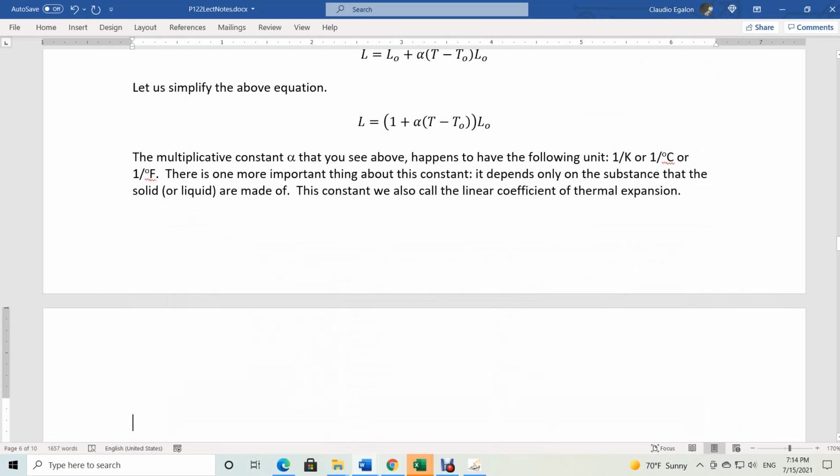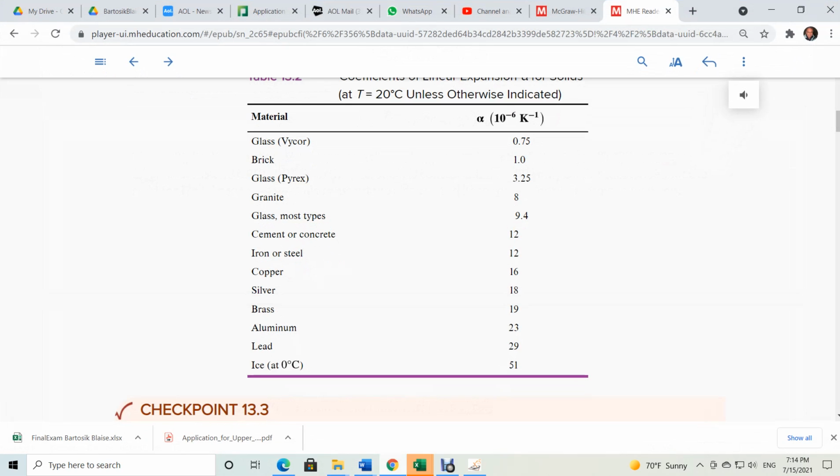Consider a rod, like a 1 meter long rod, made of different materials. Glass Vicor, with the lowest thermal expansion coefficient. Then I'm going to get a rod of iron.